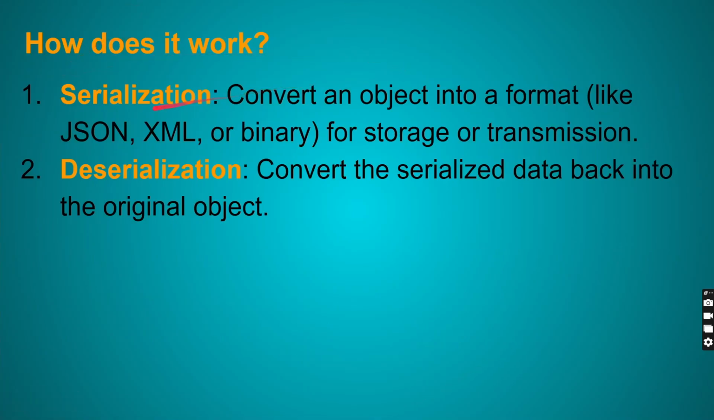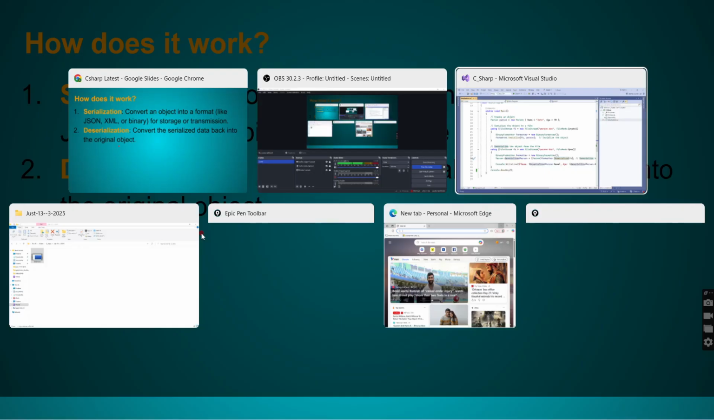How does it work? Serialization converts an object into a format like JSON, XML, or binary for storage or transmission. Deserialization converts the serialized data back to the original object. Now we will see that in an example.